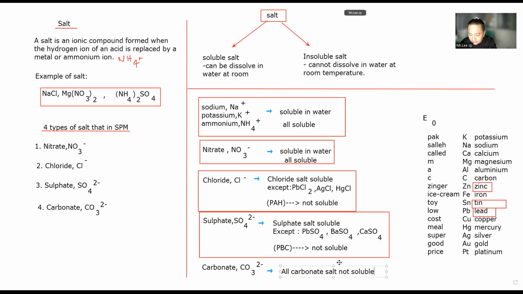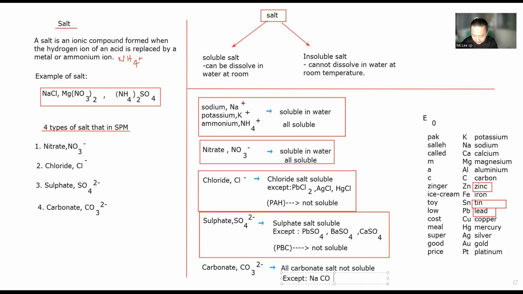This one is not that hard, right? Why? Because at the front you already got it. All carbonate is not soluble except the first three, right? The potassium, sodium, and ammonium. Except Na2CO3.